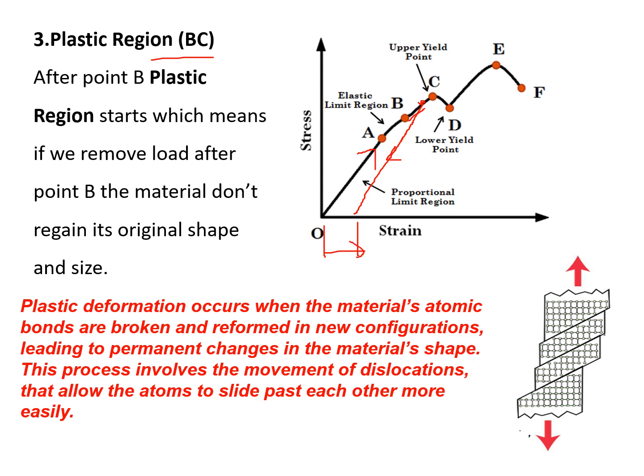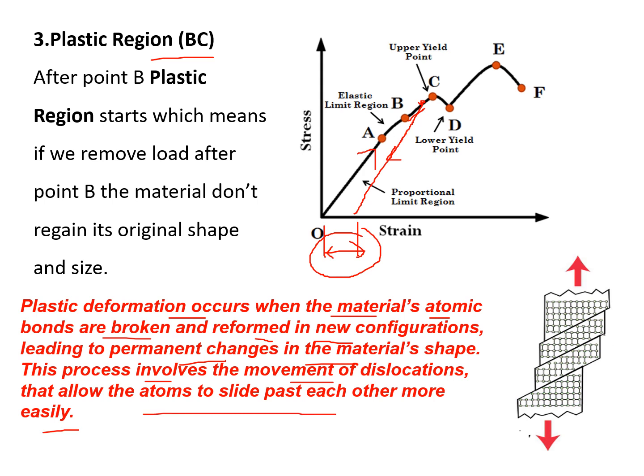Up to B, if you release the load, we come back to O. But after B, because we are in the region of plastic deformation, a permanent set of deformation remains in the body. That is known as plastic deformation. Now what happens in plastic deformation? Plastic deformation occurs when the material's atomic bonds are broken and reformed in new configurations, leading to permanent change in the material shape. This process involves the movement of dislocations that allow the atoms to slide past each other more easily.